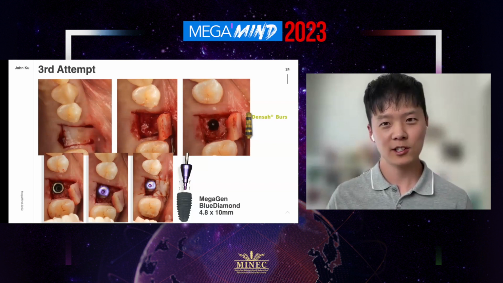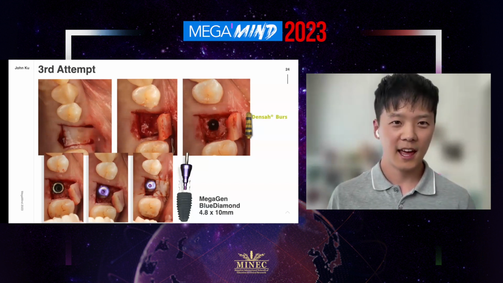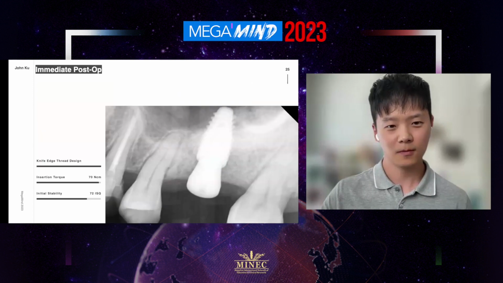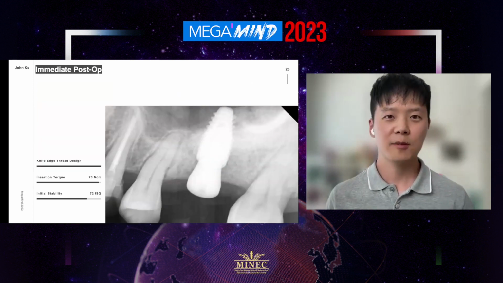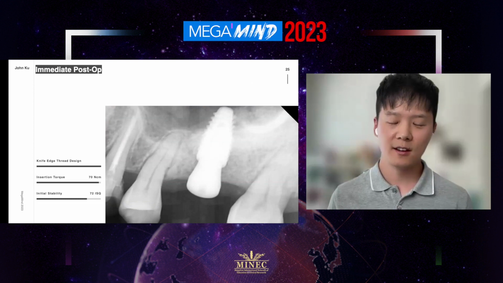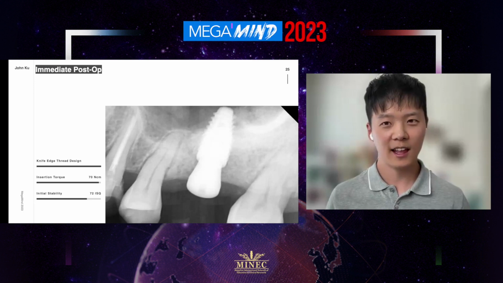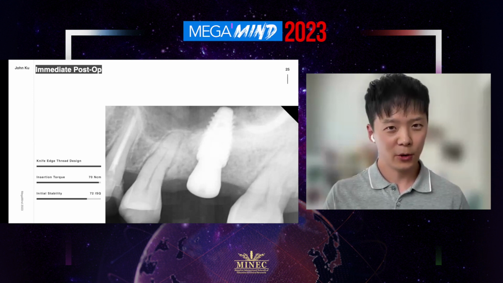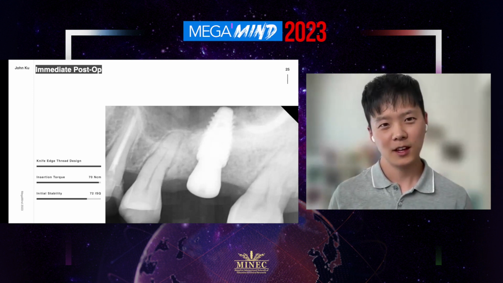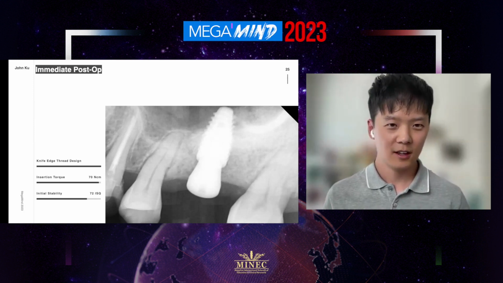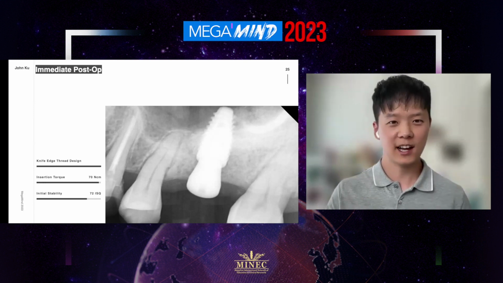Vertical sinus segmentation was done using Densah burs. And this time, a different implant system called Megagen's Blue Diamond 4.8 by 10 was placed. Using this implant with knife-edge thread design, implant insertion torque was recorded at 70 Newton centimeters and ISQ value of 72. Also, notice the depth of the implant placement. It is not submerged subcrestally as deep as the first implant was. This will allow for better implant prosthetic design in the future.